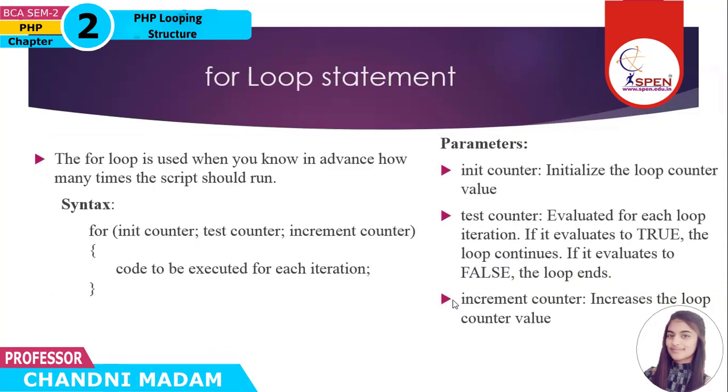Here for loop is used when the user knows in advance how many times the code will run. In that situation for loop is used. Here for loop has three counters. First is init counter, second is test counter, and third is increment counter. Init counter means initialize your counter. Second is test counter. Here you have to pass one condition or expression. If this expression is true, then the code is executed. If this expression is false, then your loop ends. And last is increment counter. Here you increment your loop counter value.